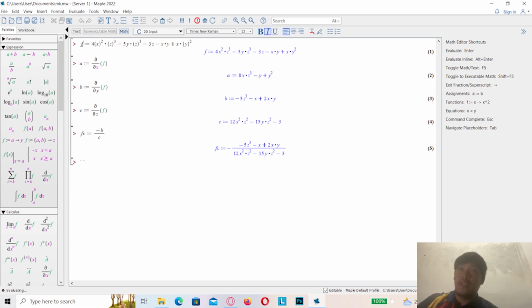After we put this, we got the value A equal to 8xz3 minus y plus y square, B equal to negative 5z3 minus x plus 2xy, and lastly, C equal to 12x square z square minus 15yz square minus 3. For the answer, Fs equal to negative B per C, which we got this.